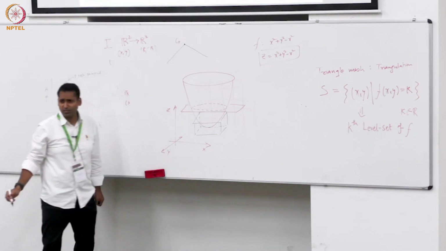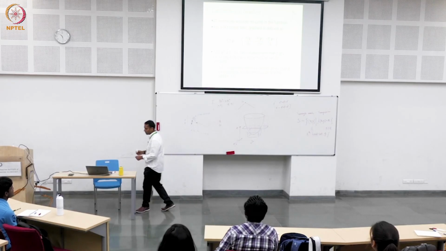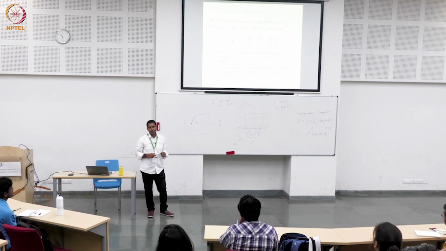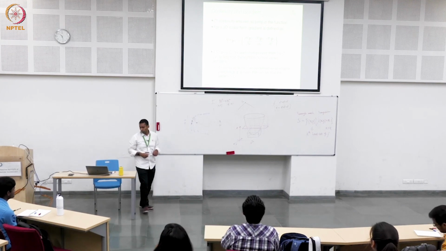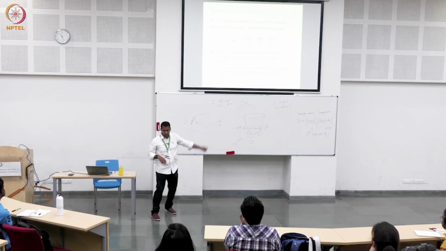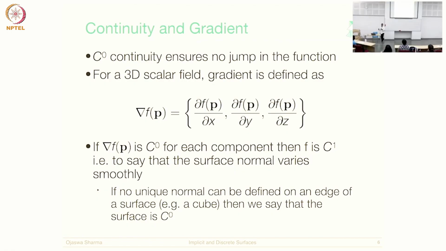You covered it yesterday or day before yesterday, right? So if f is C0 continuous, its derivative will be discontinuous. Okay, so for a 3D scalar field, that's going to be the gradient. The gradient is all the partial derivatives, a vector of all the partial derivatives of the function. And now if the gradient is C0 for each component, that means that the function was C1 in the first place. That is why the gradient was C0.